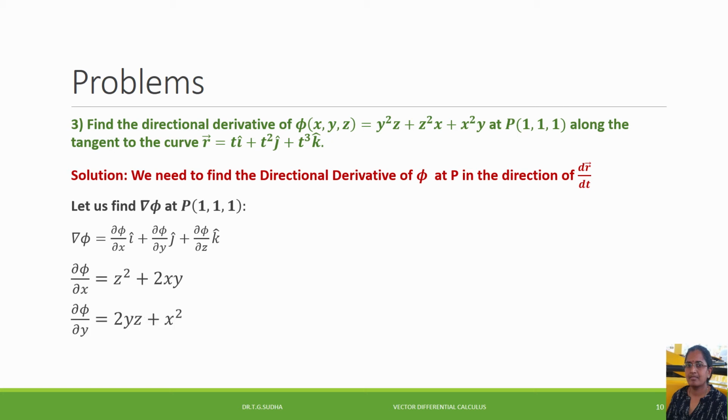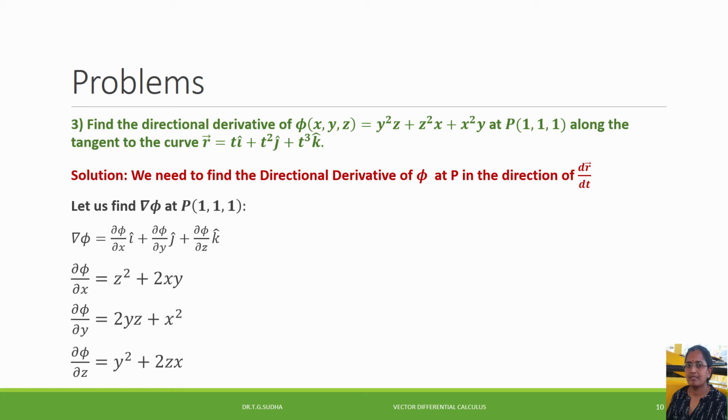Next dou phi by dou y. Here x and z are constants, therefore phi is y square z. When we differentiate with respect to y, we get 2y into z. So the first term is 2y into z. Next the second term contains z and x, so it becomes 0. Next plus x square y, so x square is a constant, retain, derivative of y is 1, so we get plus x square.